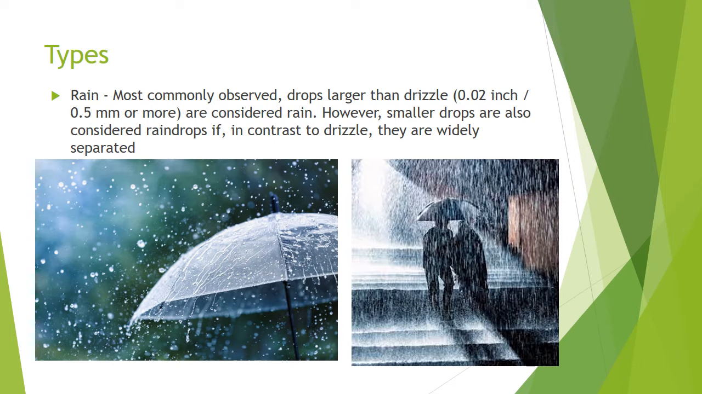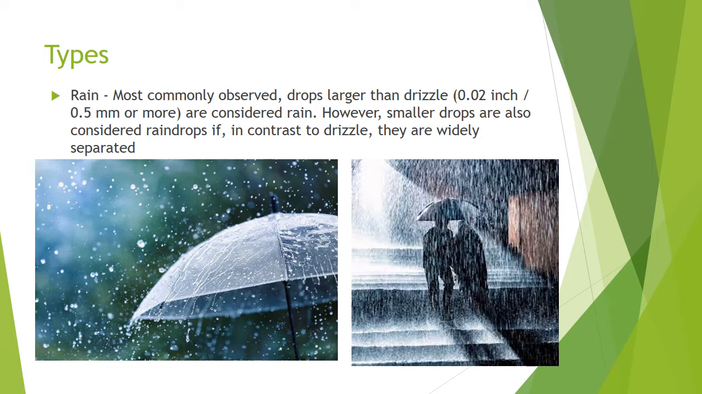So types. What are the types of precipitation or how can it be formed? Di ba, unsa nato gi-discuss ang formation ng forms. So we have this first, rain. So what is rain? So most commonly observed drops larger than drizzle. So ang drizzle kay is 0.02 inch or 0.5 mm or more. So ana siya kagamay ang drizzle are considered rain. Pero ang rain is mas larger sa drizzle. So mas dako siya sa 0.5 mm or sa 0.02 inches or inch rather.